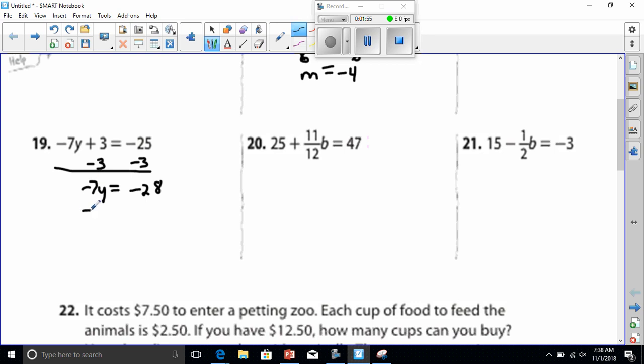Well, I have to divide negative 7y by negative 7 to get rid of the negative 7, leaving me y by itself. But whatever I do to one side, I have to do to the other. So negative 28 divided by negative 7 will give me a positive number, because a negative divided by a negative is positive. That goes into that 4 times.